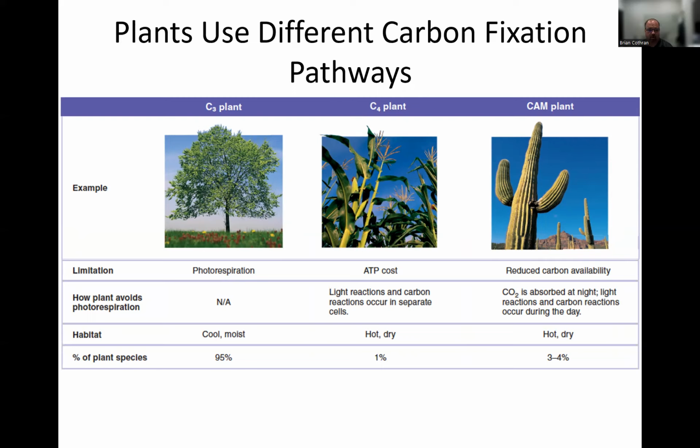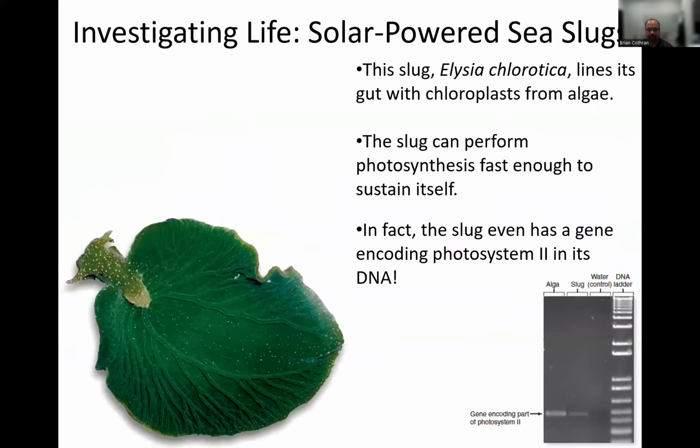C4 plants like corn are a limited number of species, more warm season plants. It takes a lot of energy to keep them going, and that's what usually limits their growth. And then CAM plants live in hot and dry habitats. Photosynthesis occurring at night and making food at night is part of their adaptation to conserving water.